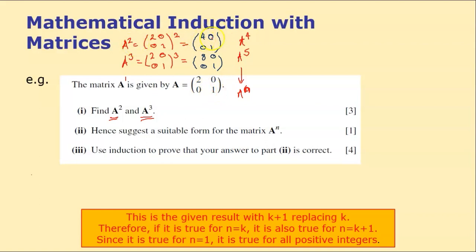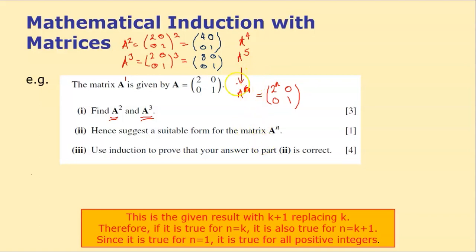Then A squared is 4, 0, 0, 1, and the next one's 8. These numbers are just powers of 2. The 0, 0, 0, 1 is going to stay as it is, but these ones: A to the 1 has a 2, so that's 2 to the 1. That's 4, which is 2 squared, that's 8, which is 2 cubed. This is just 2 to the n. This is quite easy, so that's what I think the formula is.